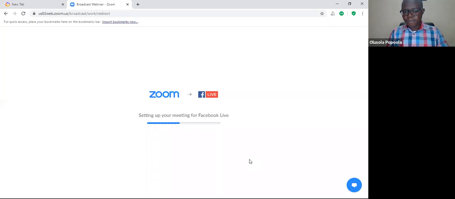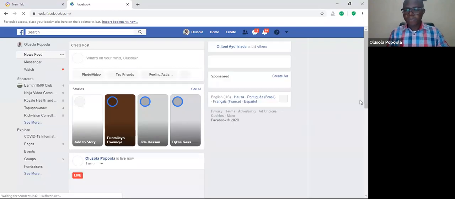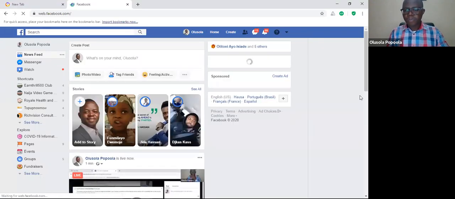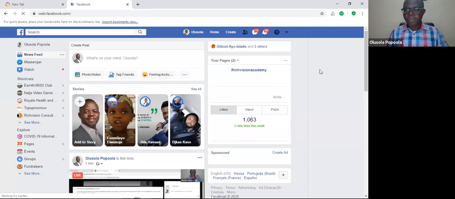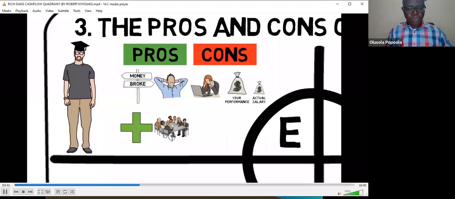Takeaway number 3, the pros and cons of the quadrants. E, the employee. Pros: reduced financial uncertainty, paid vacation, health insurance and other benefits, and colleagues. Cons: success means more work and less free time. Your performance is often higher than your salary, if you are not a slacker, that is, and colleagues, especially bosses.